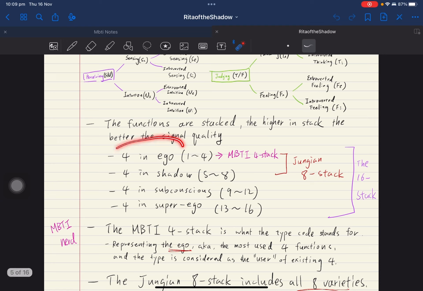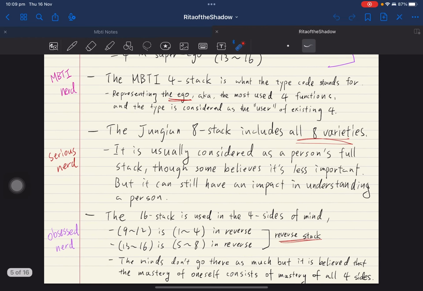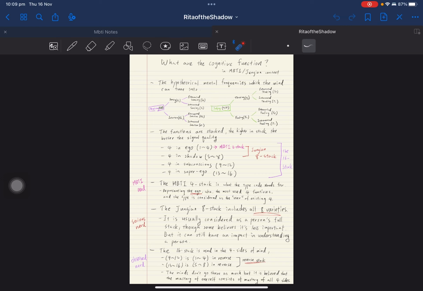And that's why there are 4 in the ego, 4 in the shadow, 4 in the subconscious, 4 in the superego, and there's the number 4, 8, 16 again. So this is like, you know, going back to the beginning to re-explain how everything came here in the first place.